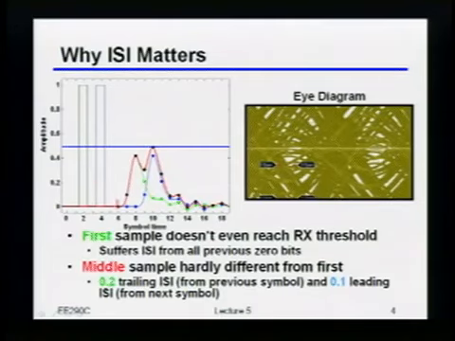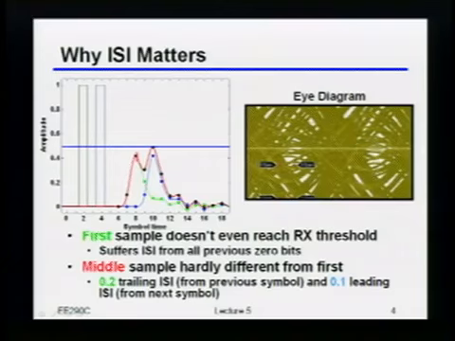Okay? So what you can see is that this green trace right here, that's the first sample associated with this first 1 right here. Because I have so much loss in this channel, that first sample doesn't even get up to my receiver's threshold. If you think about it, my receiver's threshold would have to be at about a half here. So that first sample, because the loss is so large, doesn't even make it all the way up there. Okay? So another way of saying that is that the so-called inter-symbol interference, or ISI, from the previous 0 bits has added up and stopped this first sample from getting all the way above the threshold. Okay?